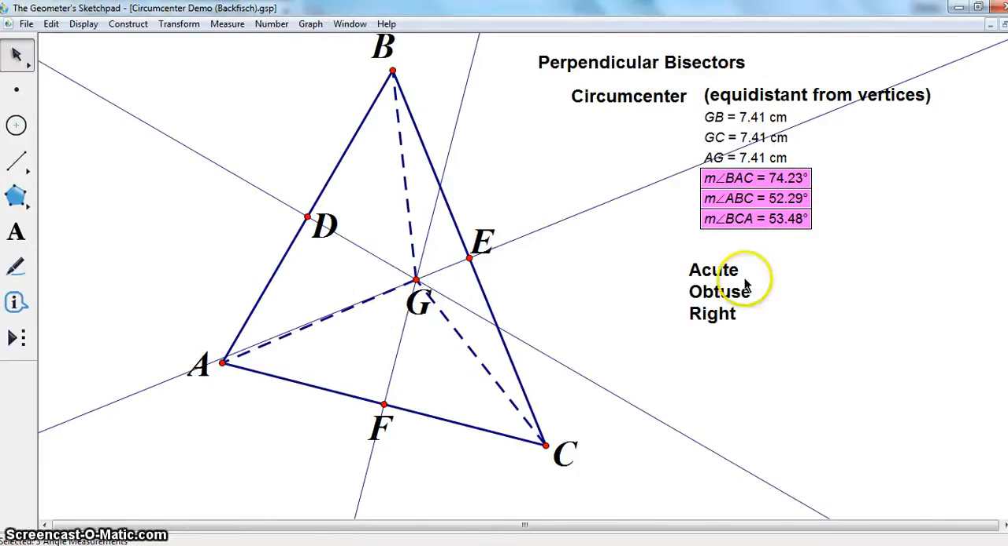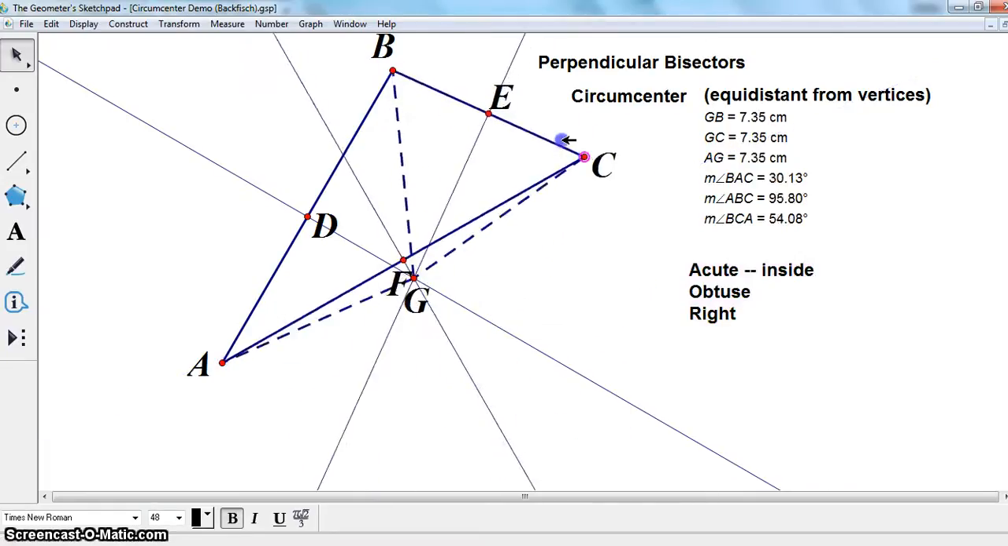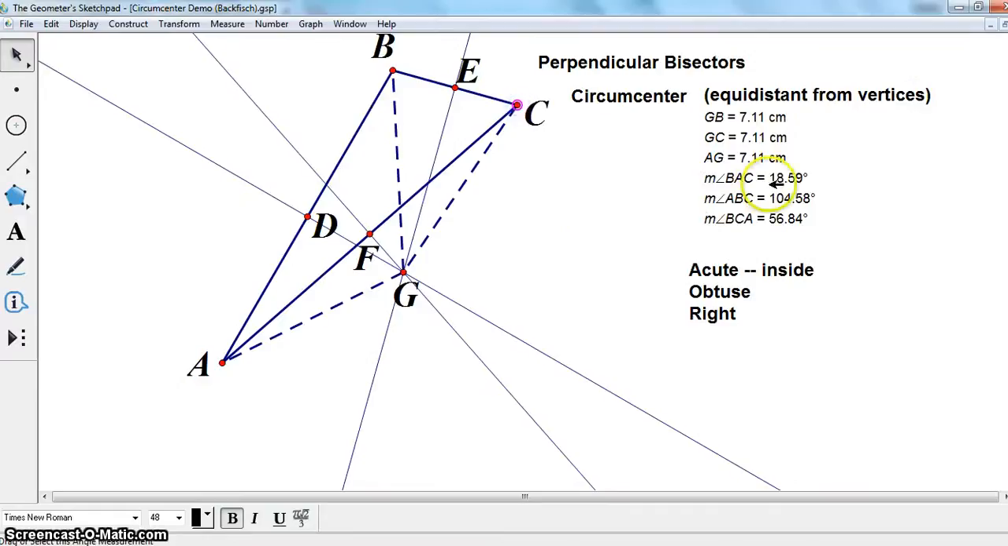When I have an acute triangle, as you're seeing here, let me make this a little bigger so I can write here, G is inside the triangle. Now, if I change this and I make ABC an obtuse triangle, I know that this is an obtuse triangle because of that angle right there, which is greater than 90. Now, G is not inside the triangle anymore. G is outside the triangle. It's outside triangle ABC. See, here's the triangle, and there's G.